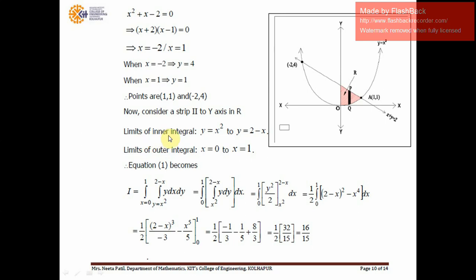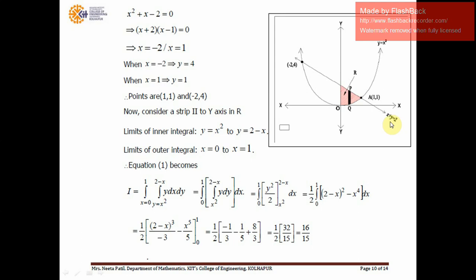Now the limit of inner integral is for the variable y and the limit of outer integral is for the variable x. To get the limit of inner integral, again consider the equation of curves at both ends of the strip, means the equation of curve at Q and at P. So at Q, the equation of the curve is y is equal to x square. So y is equal to x square is the lower limit of inner integral, and the upper end of the strip is on the line x plus y is equal to 2.